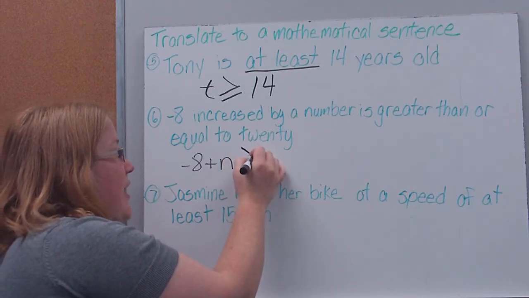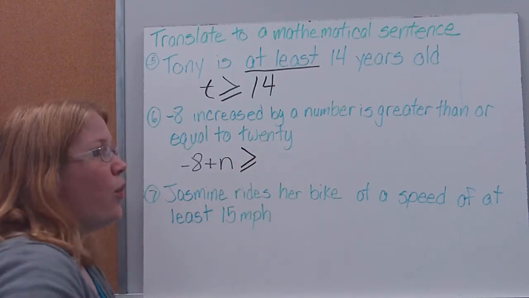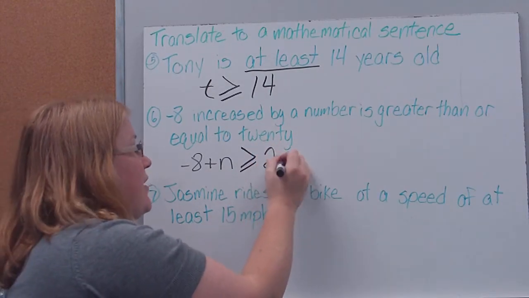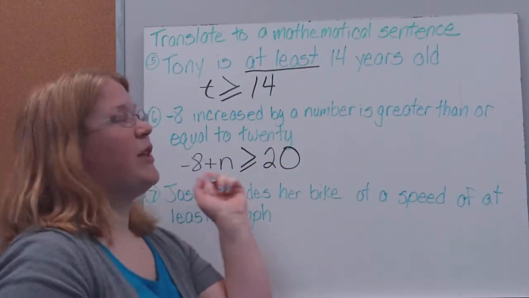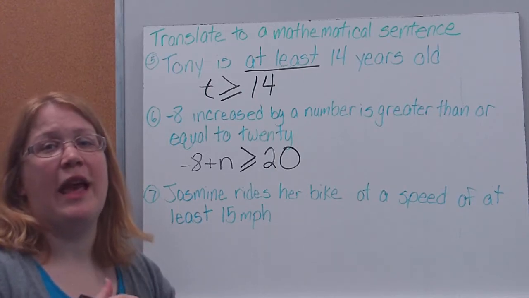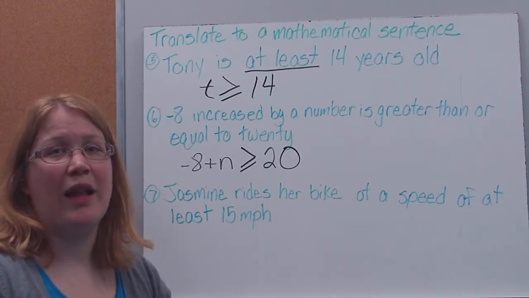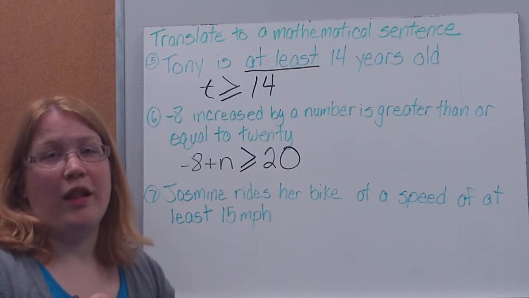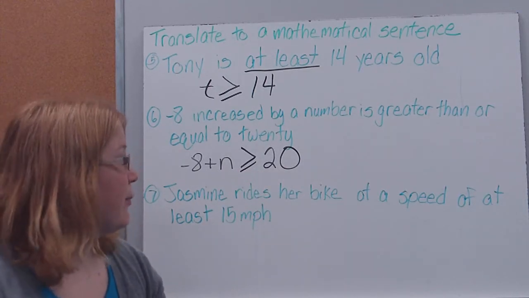So this side is telling me is greater than or equal to. So I'm going to write my greater than or equal to sign, 20. So this is very much like what we were doing, writing expressions and translating the equations as well, except now instead of an equal sign, we're going to look for the inequality sign that we want to put in there.